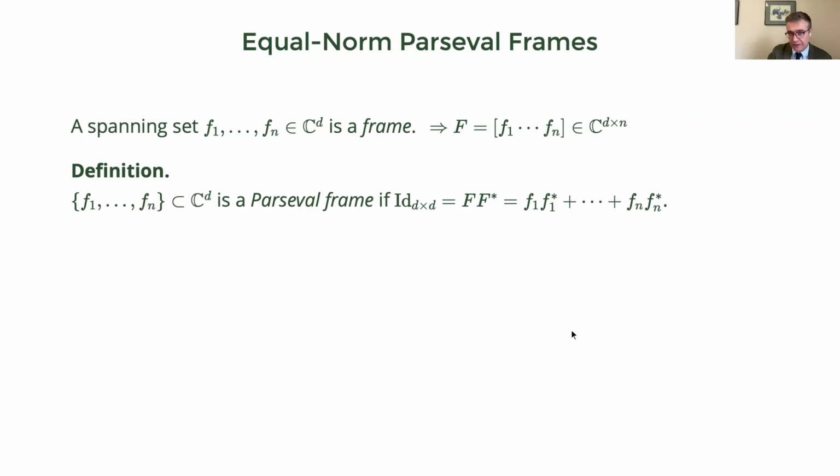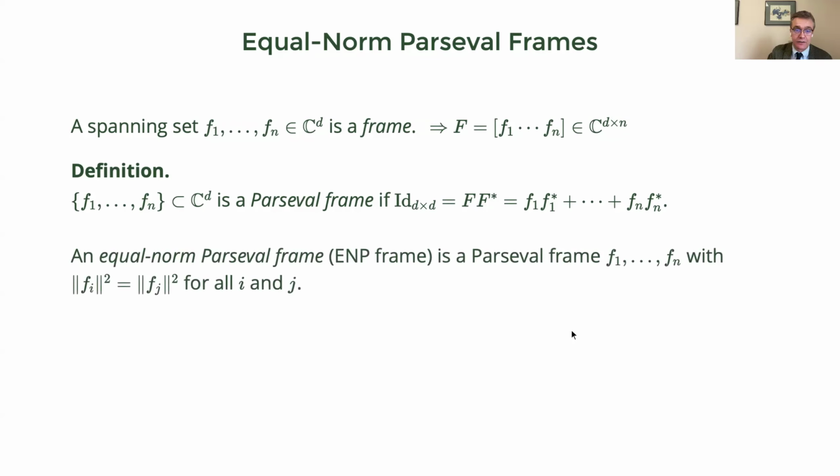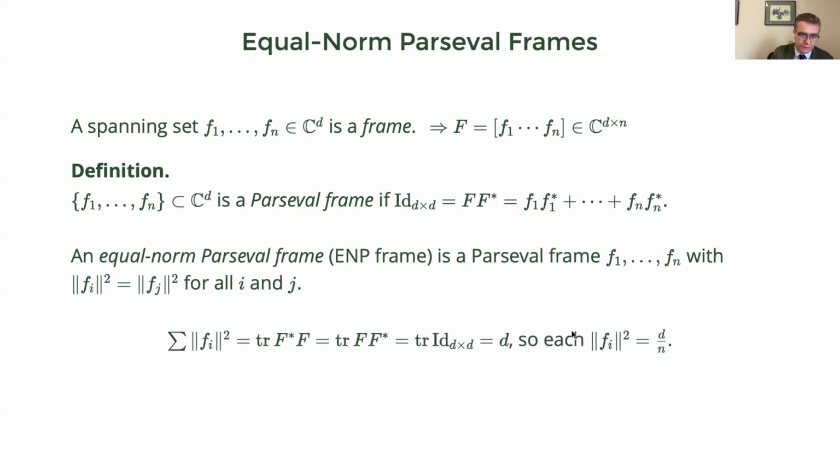Or said another way, if I take the sum of the scaled projectors corresponding to my f_i's, then I get the identity matrix. And then I'm also interested in not just Parseval frames, but equal norm Parseval frames, which means that it should be Parseval and also all of the norms should be the same. And I'm going to express everything in terms of the squared norm rather than the norm.